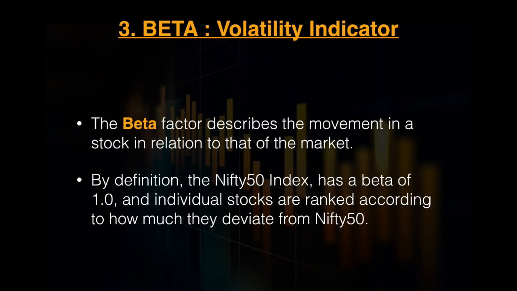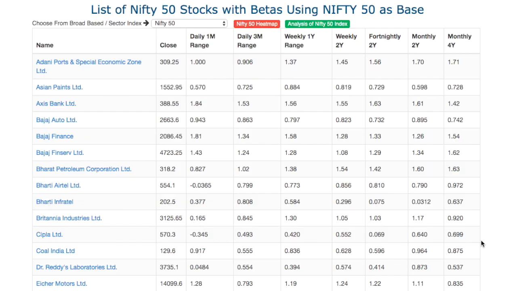So by definition, the Nifty 50 index has a beta of 1, and individual stocks are ranked according to how much they deviate from Nifty 50. So let's understand how the beta factor affects your intraday trading. Alright, so this is a list of Nifty 50 stocks with betas using Nifty 50 as base.